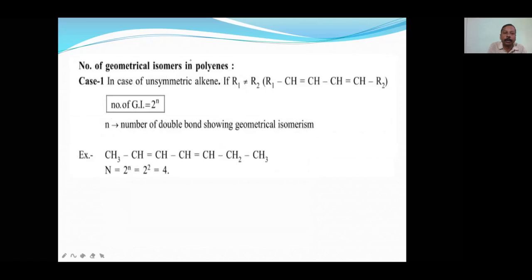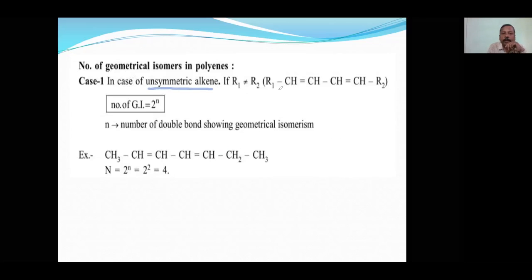Now I told you, I will tell you how to find out the number of geometrical isomers. Here I am going to tell you in different cases. First, case 1. Case 1 is about unsymmetrical alkene.